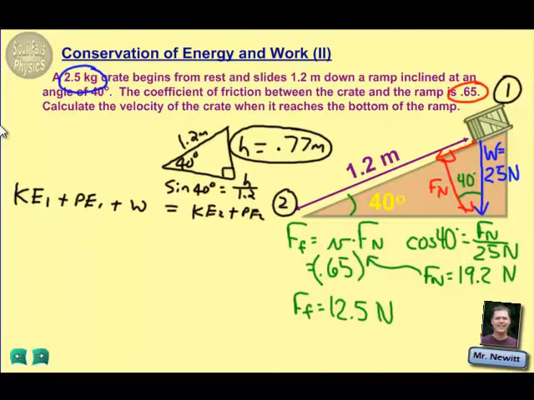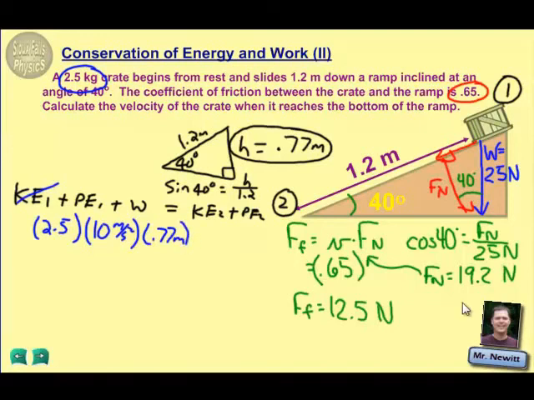Okay? So, we know that this crate starts from rest, so we can essentially then say no kinetic energy to start with. I don't have to worry about that. This crate only has potential energy at its starting point, and so that is equal to mgh, and we know the mass is 2.5 kilograms. Let's just go ahead and put 10 in again for my gravity, and we just said the height is going to be 0.77 meters. Okay.